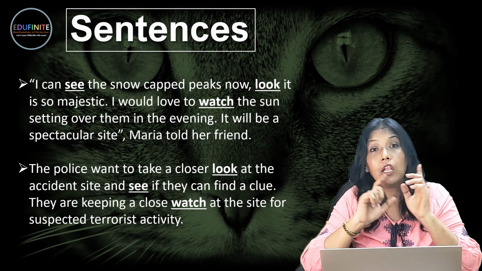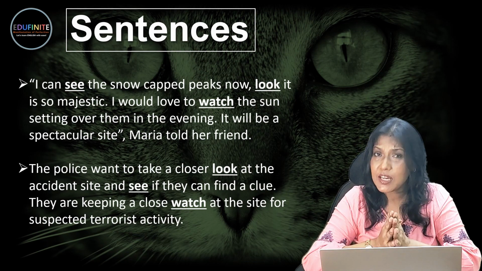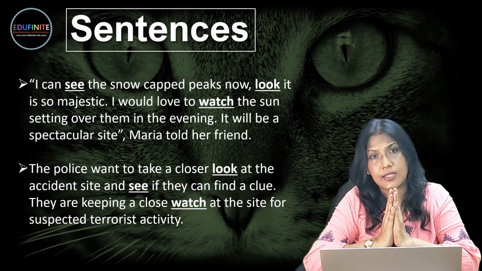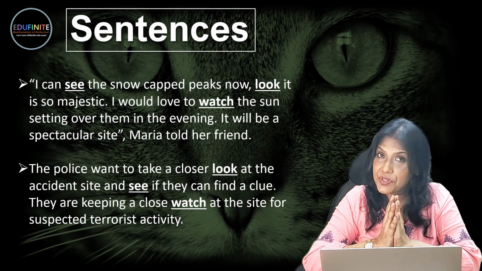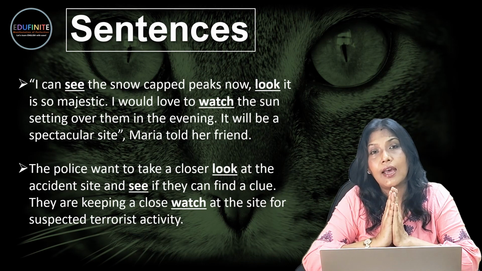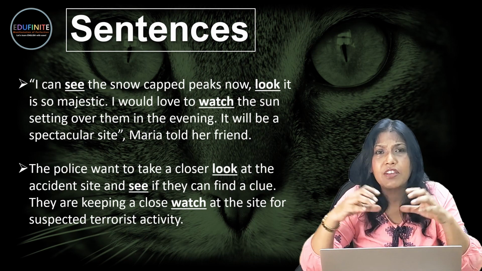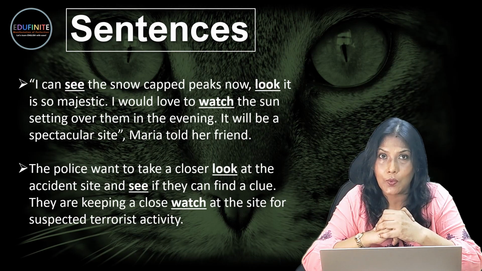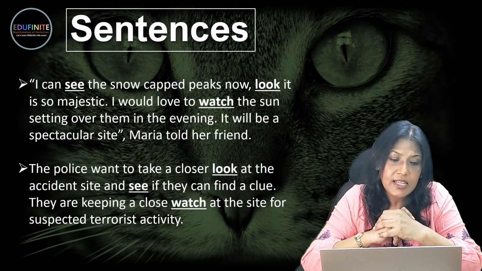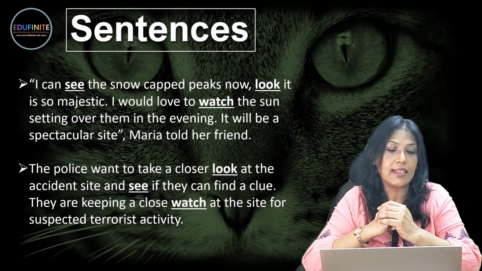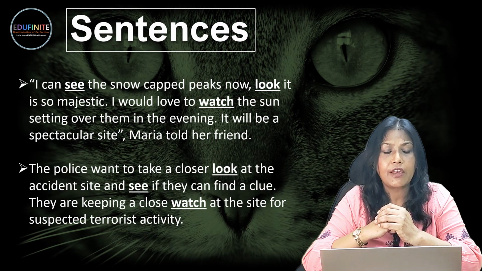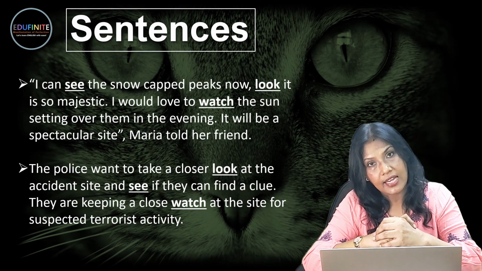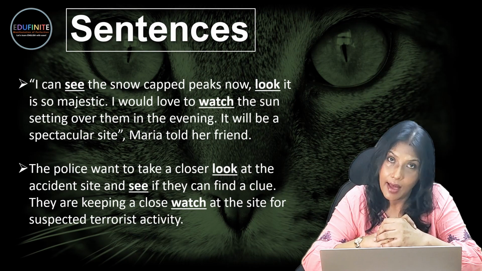Next. Now, look and watch are sometimes used as nouns. Though they are mainly used as verbs, they are also used as nouns. And in my last sentences, I have used them as nouns. Like when you take a closer look or when you closely watch something, that's when they are used as nouns. So the last sentences are, the police wanted to take a closer look at the accident site and see if they can find a clue. They are keeping a close watch at the site for suspected terrorist activity.